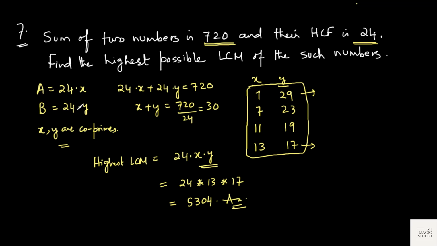So 24 into 1 and 24 into 29. When we add up, we'll get 720. Their HCF would be 24. Their LCM would be 24 into 1 into 29, which is obviously way smaller than 5304.